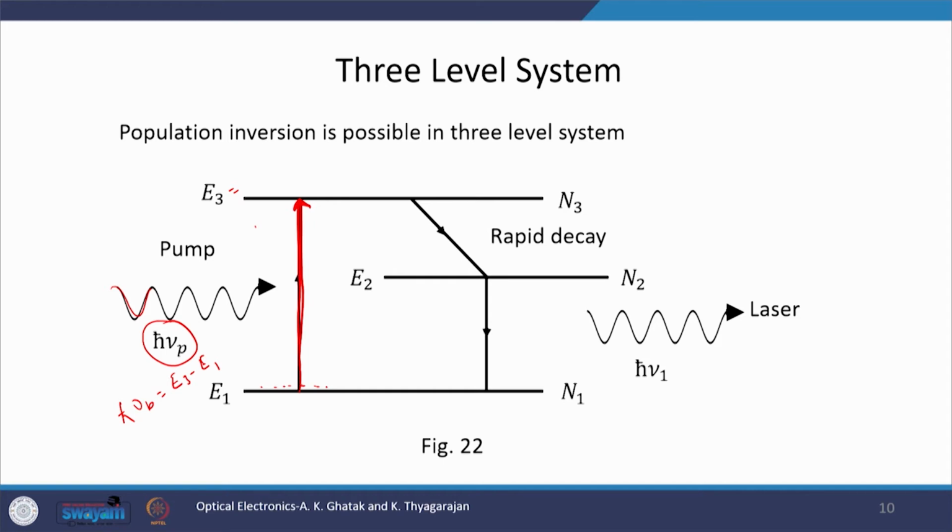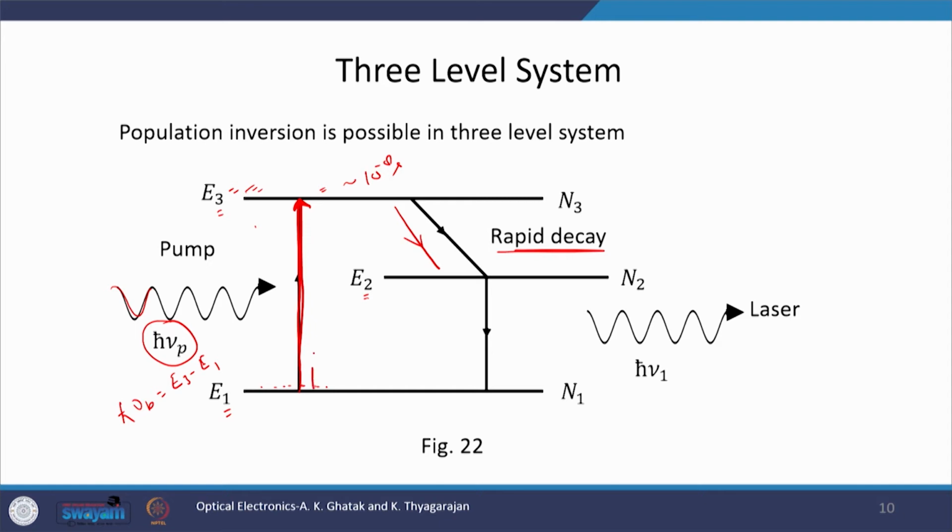Okay. Now, the lifetime of this third energy level is very small, almost equal to roughly 10 to the power minus 8 seconds, and therefore, they quickly go downward. And in a three-level system, apart from E1 and E3, there is an E2 state which lies in between E3 and E1, not exactly midway. The transition which the electron makes from the uppermost level to the E2 level is very fast, and therefore, it is called rapid decay.